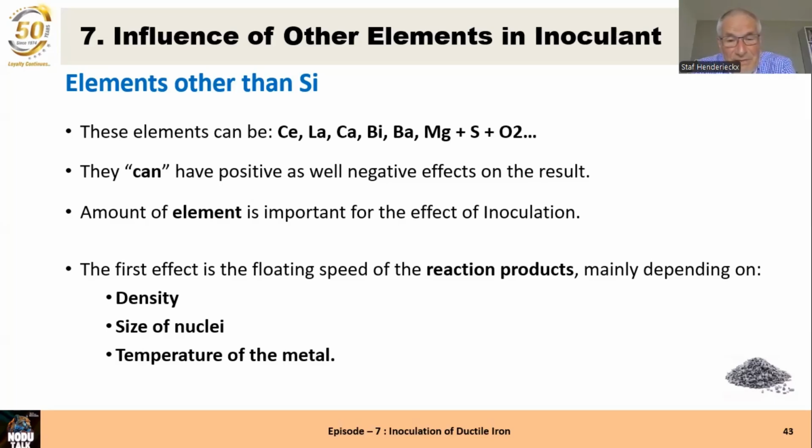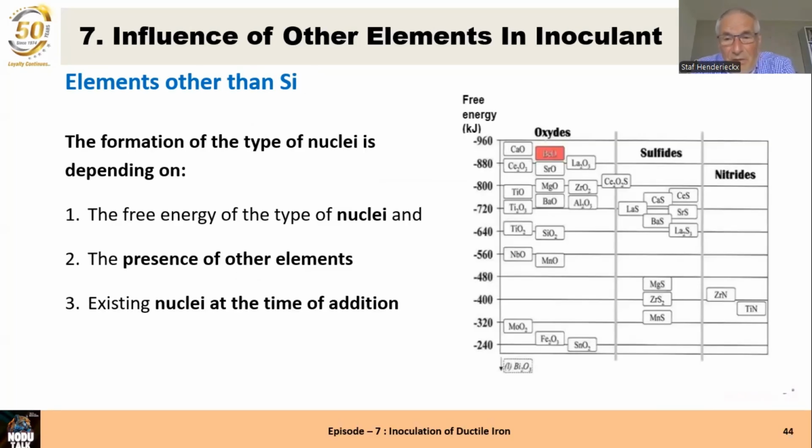The first effect is the floating speed of the reaction products. And they depend on the density, the size of nuclei, and the temperature of the metal. We have seen the formula there of the speed of floating up. It was the density compared to the density of the metal, and the size, the bigger the size, the quicker it floats up. Which one do we form? This depends on the free energy. The higher in the graphs here, the more frequently they will be there, and the more of them you will have.